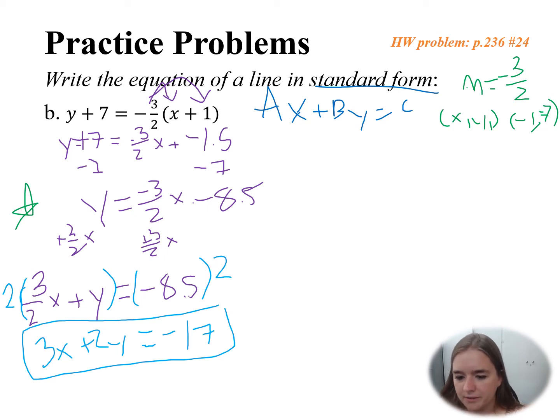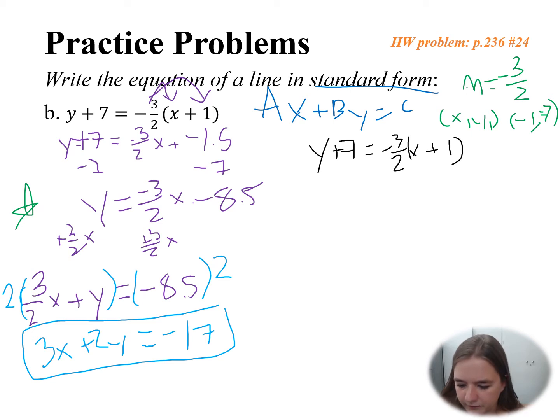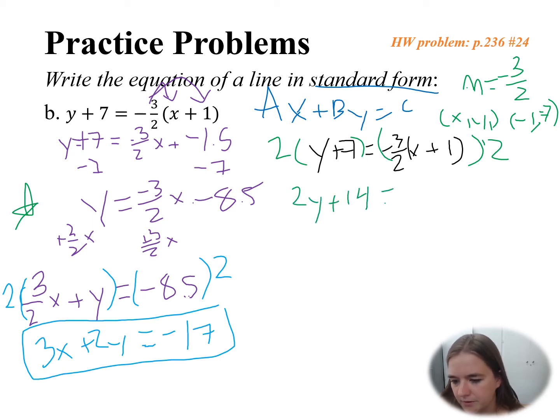I'll rewrite the equation. I have y plus 7 equals negative 3/2 times x plus 1. And to get rid of my fraction here, I'm going to multiply by 2. Before I do anything else, I'm going to multiply both sides of the equation by 2. That leaves me with 2y plus 14 equals negative 3 times x plus 1. Now I have all integer values.